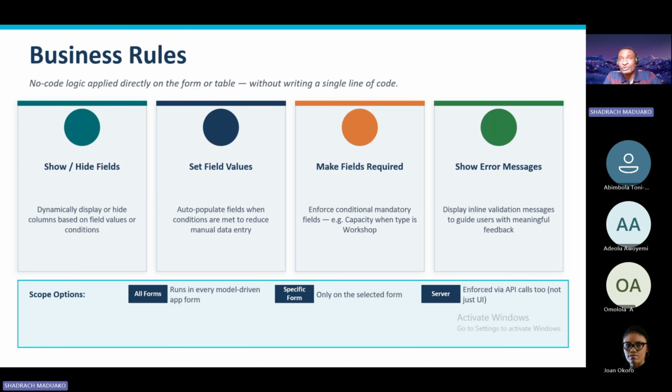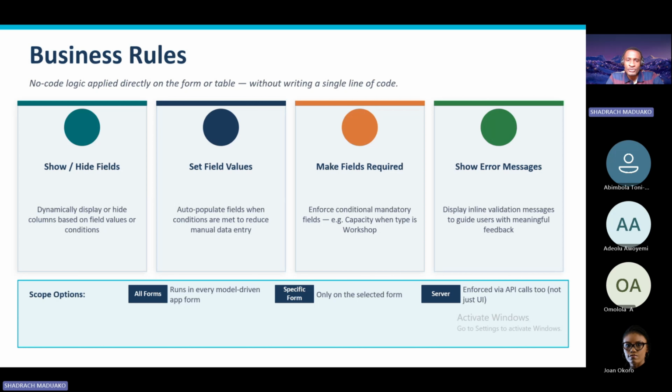And then we can also use business rule to show an error message when a user is performing an action that is not correct. We can also use business rule to show the error message. And then before we go into the business rule, there is also what we call a scope in which a business rule runs.